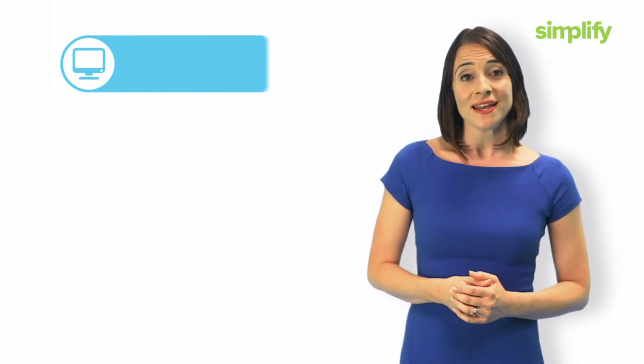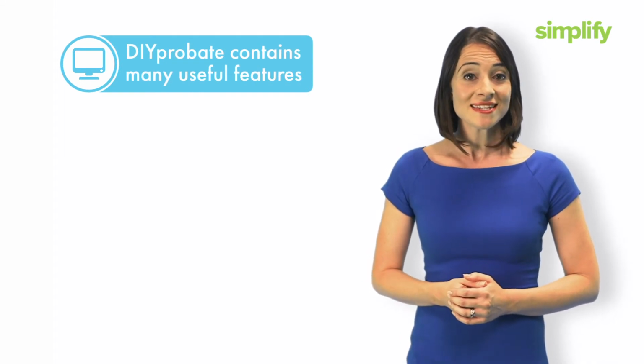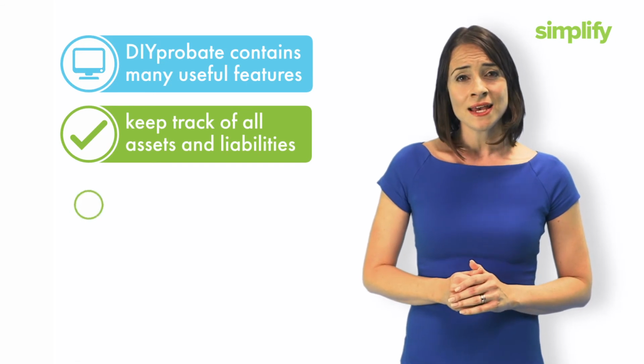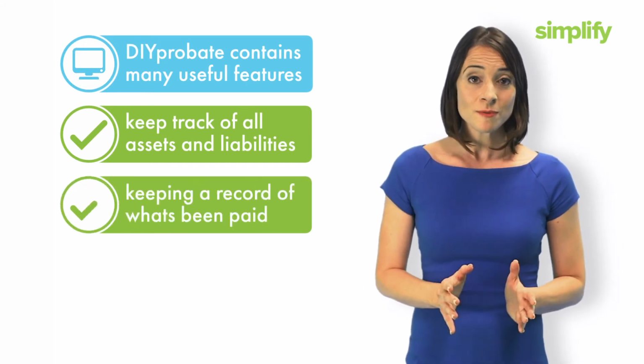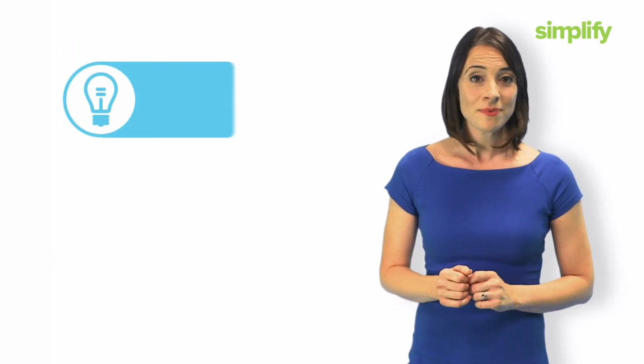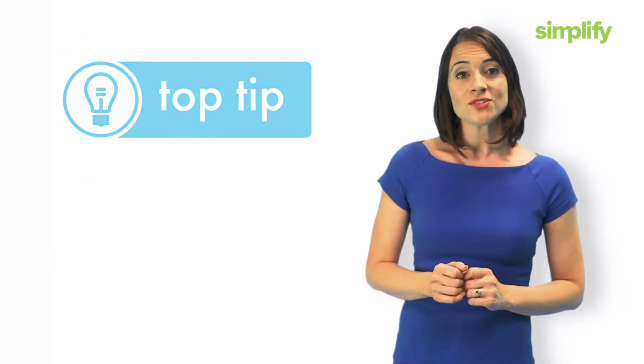Although all this might sound complex, DIY Probate contains useful features designed to help you keep track of all of the deceased's assets and liabilities, as well as keeping a record of what's been paid and what needs to be settled. Top tip: PRs need to make sure they distribute the deceased's assets according to their will or the intestacy rules. However, it's important to remember that beneficiaries can agree to change the distribution.